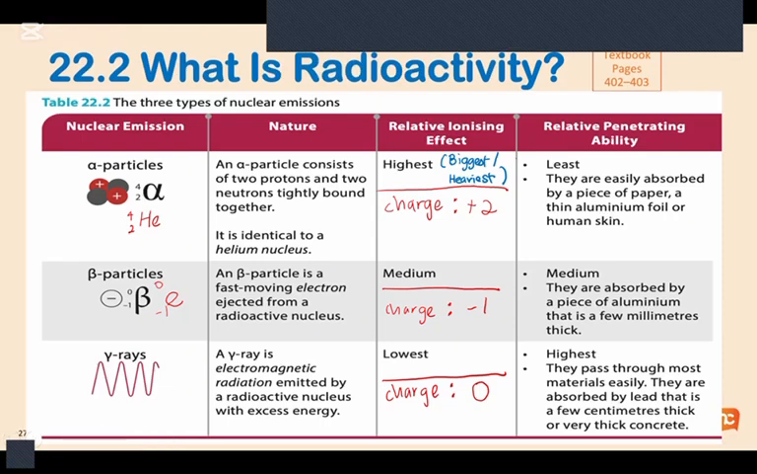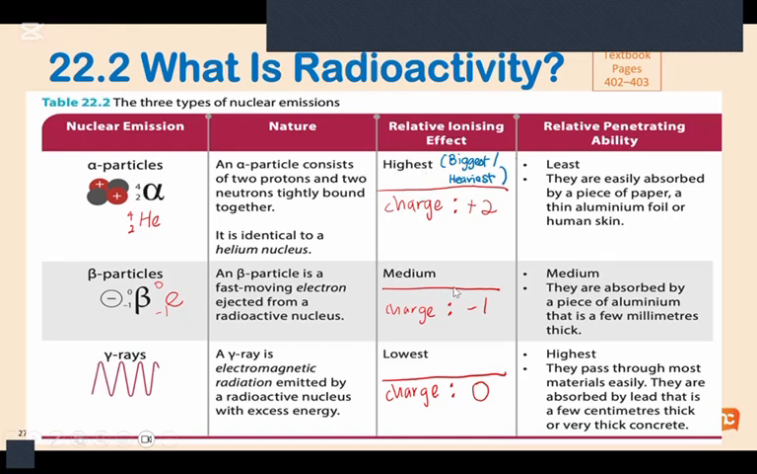Okay, and because it is bigger and heavier, it has more protons, more neutrons, it is able to knock out other electrons easier because it's massive, easy to knock against other atoms. It travels very slow, very easy to knock out, because it interacts a lot with the materials around it.